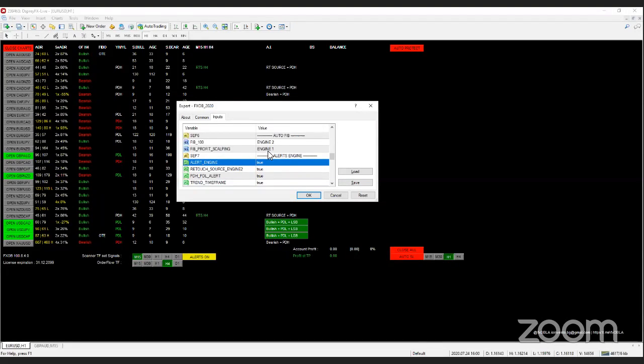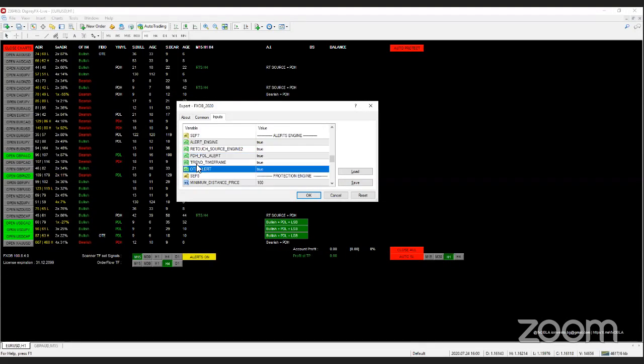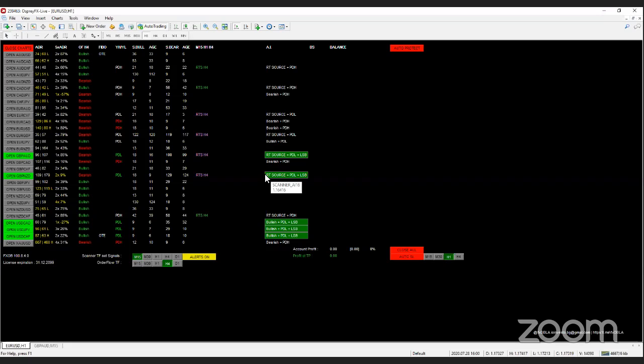And here's all the alerts that we have at this point: the OTE alert, previous day high, previous day low alert. And then I did show the retouch alert here, the retouch engine 2. So that's what these are. That's why we got a return to source, because that is turned on.